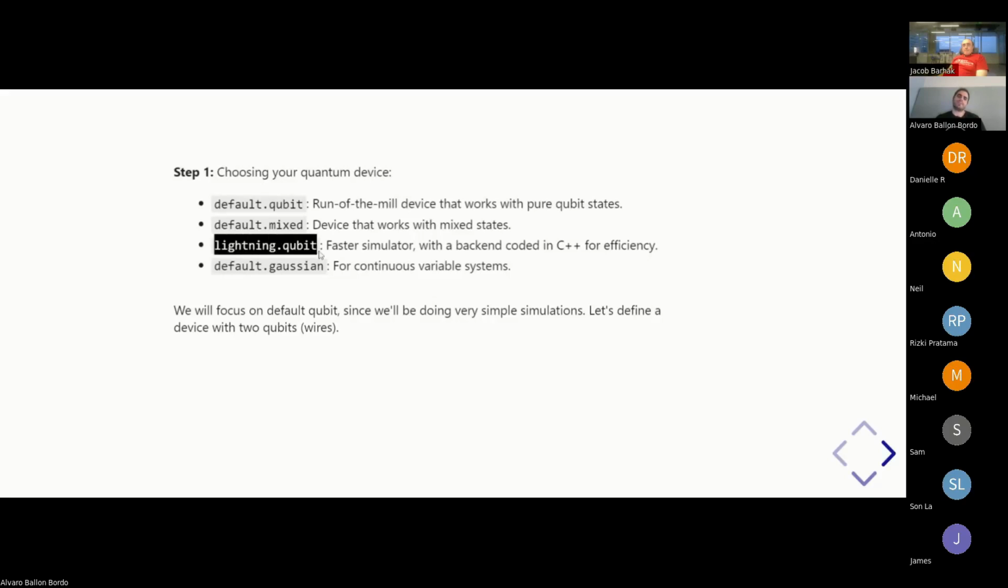The difference between lightning.qubit and default.qubit is just that one uses C++ as backend code, so it can be much faster for certain things. But let's not complicate ourselves, because we're not going to do something that requires a lot of power. So let's just choose default.qubit as our device, which just means, hey PennyLane, we are going to work with qubits and we don't care if you're slow. That's all this means.